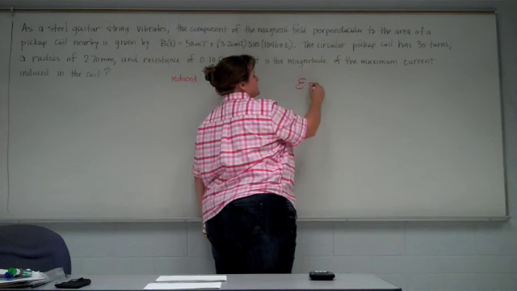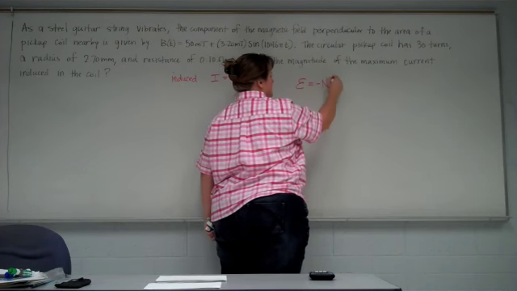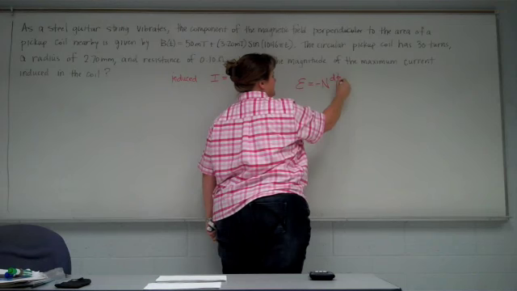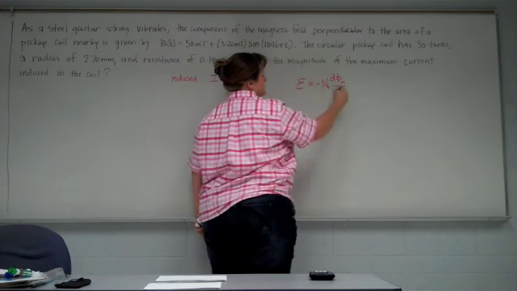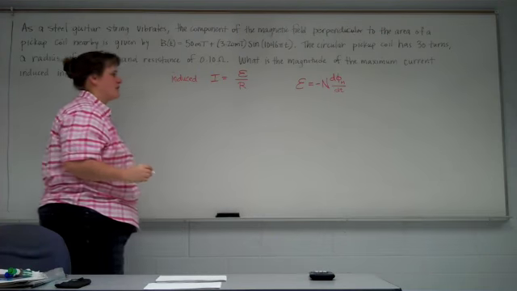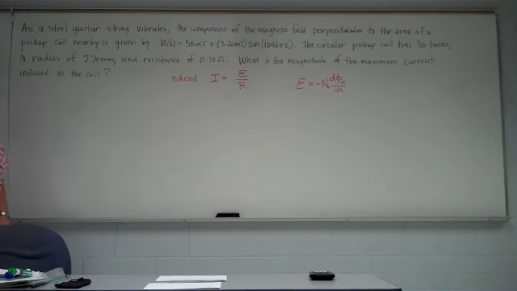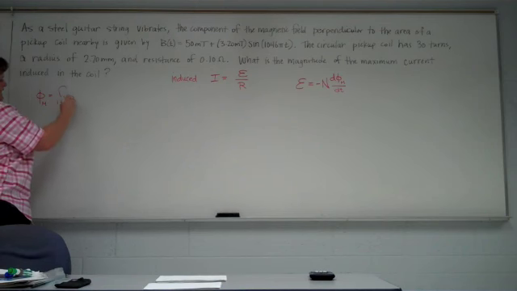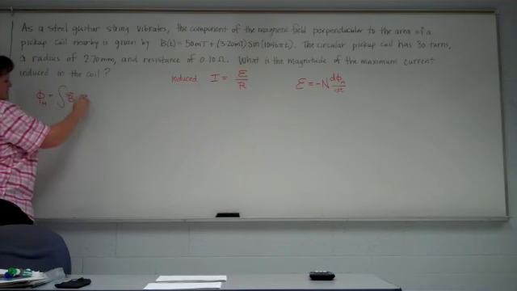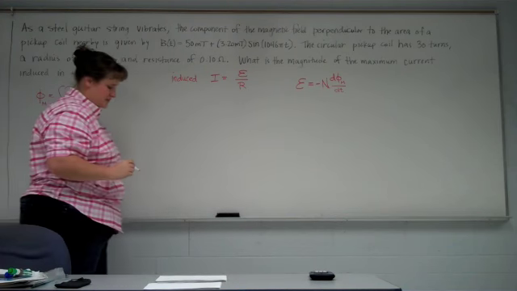The induced voltage is equal to negative N, N being the number of turns, d phi dt. It's because the flux is changing that we have an induced voltage. So we need an equation for flux. Now our general equation for flux is the integral of B dot dA.